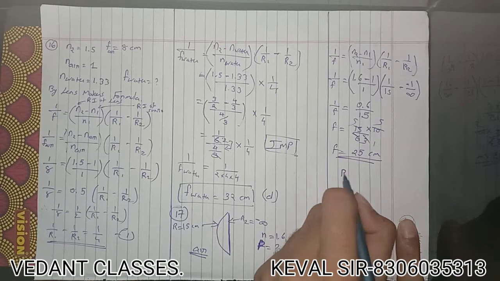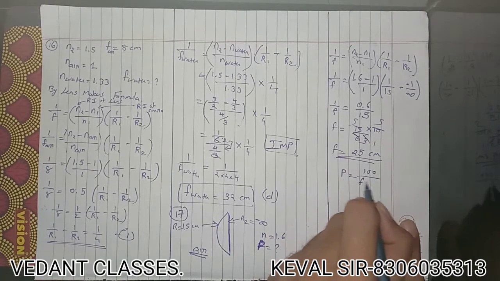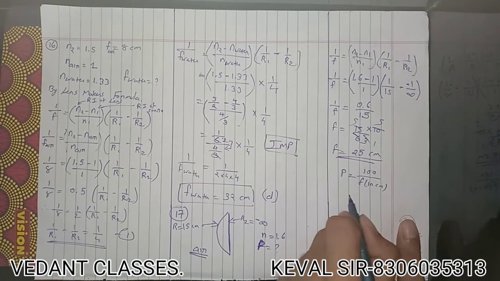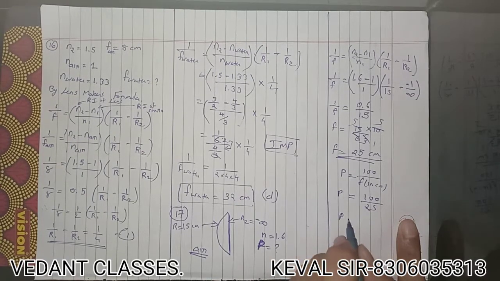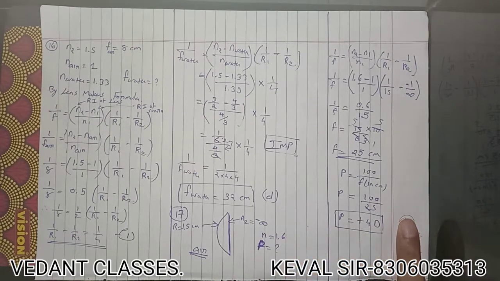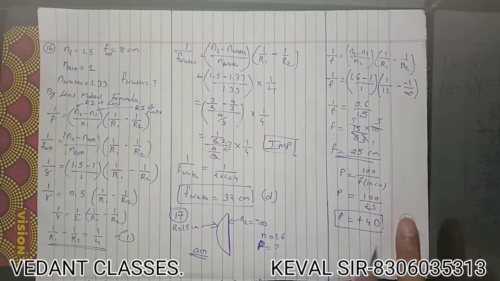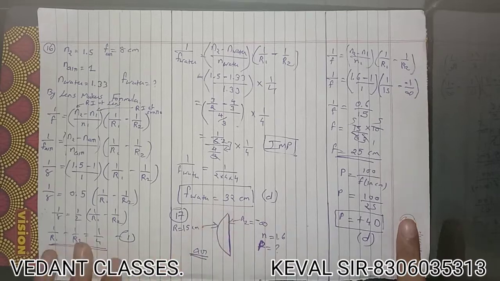Now finding the power, P is equal to 100 by f in centimeter. So this will be 100 upon 25. So the power of the lens will be plus 4 dioptre. So the power of this plano-convex lens will be plus 4 dioptre. Option D is the correct answer.